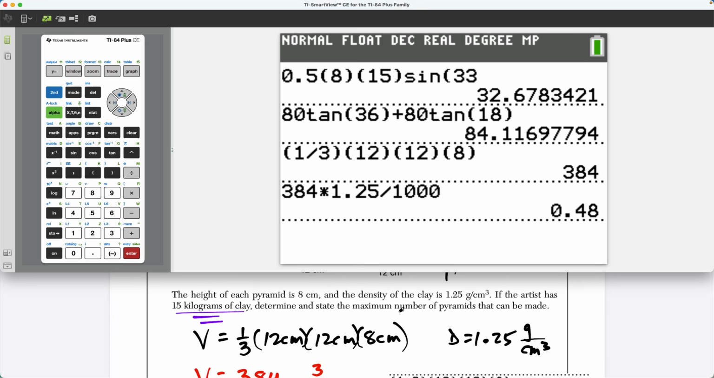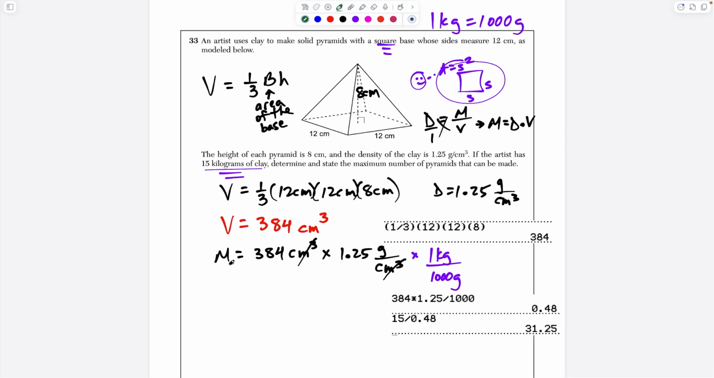But now they're telling us the artist has this many kilograms of clay to work with. So how many pyramids can be made? So we just have to take the 15 now and divide by the amount of clay it takes to make 1 pyramid. So we're taking the 15 kilograms and dividing by 0.48 kilograms to see how many pyramids can be made. So now let's write this out here.